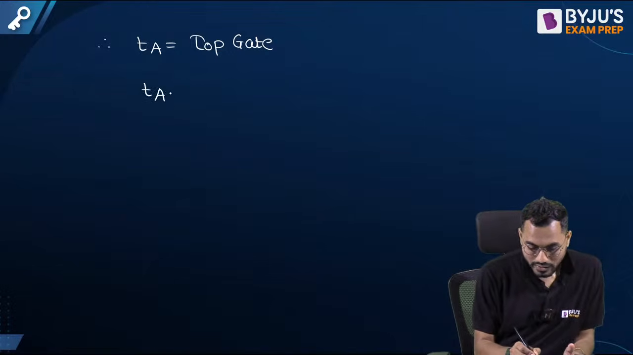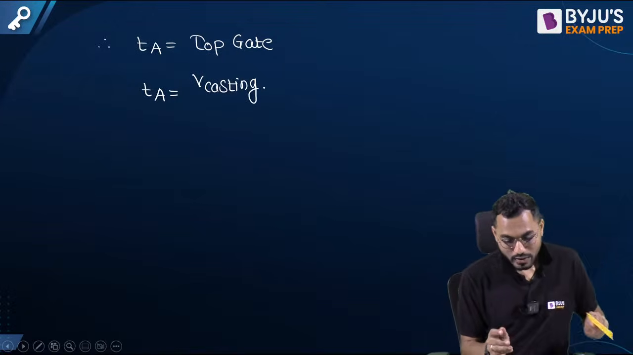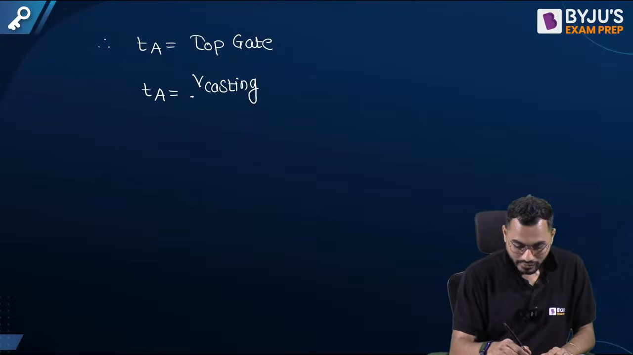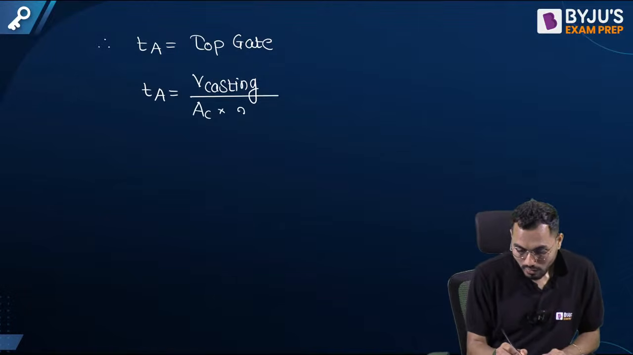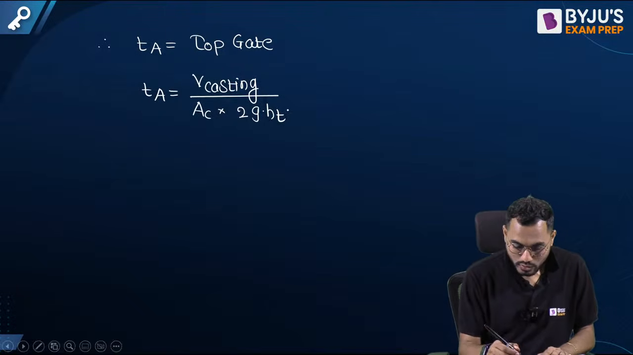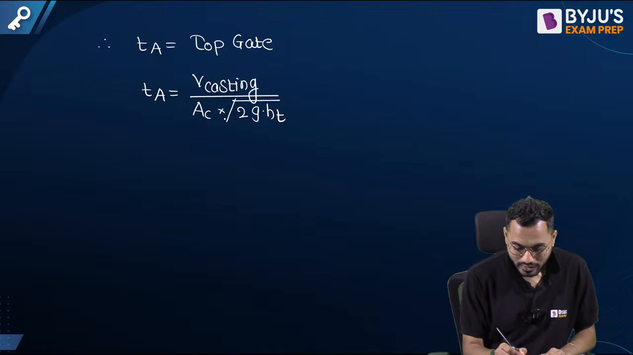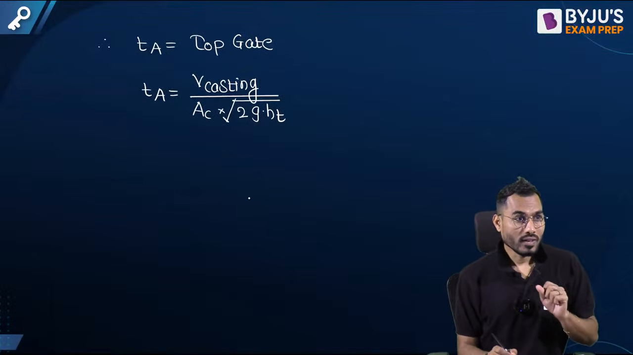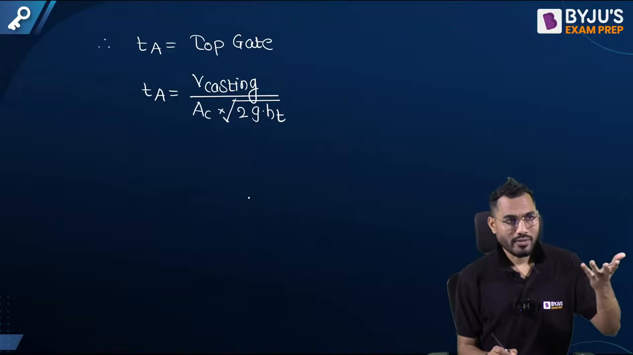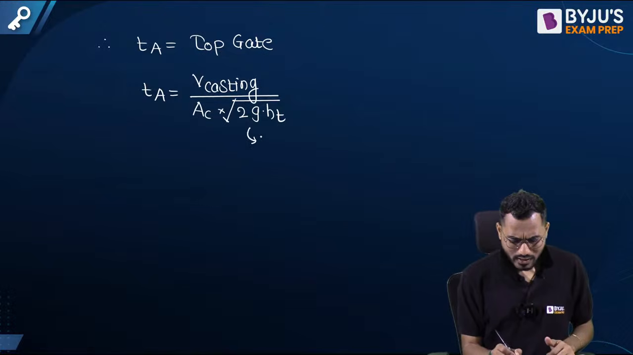So I'll say that pouring time T is equal to the volume of casting divided by flow rate, right? That is nothing but choke area multiplied by the molten metal velocity in the gating system, 2 into G into HT. Because for top gating, can I say velocity remains constant, that is Vmax. Absolutely correct. That is equal to the velocity of molten metal in the gating system.